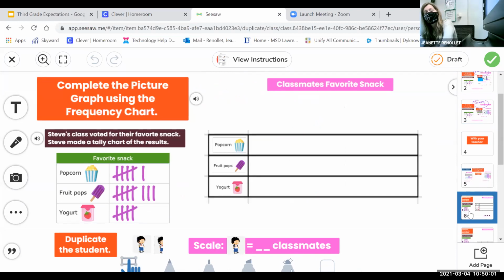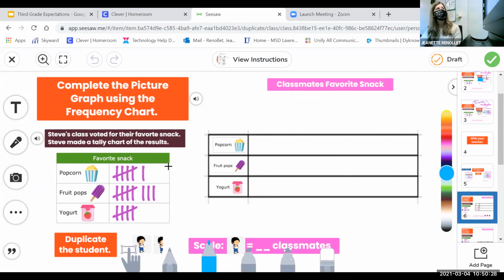Go ahead and join me on slide number 6, please. Click on slide number 6. And we are going to use the same frequency table that Miss Sharp has been using, but we're now going to show a picture graph. She modeled a bar graph. We are going to build a picture graph. So our same data is over here.